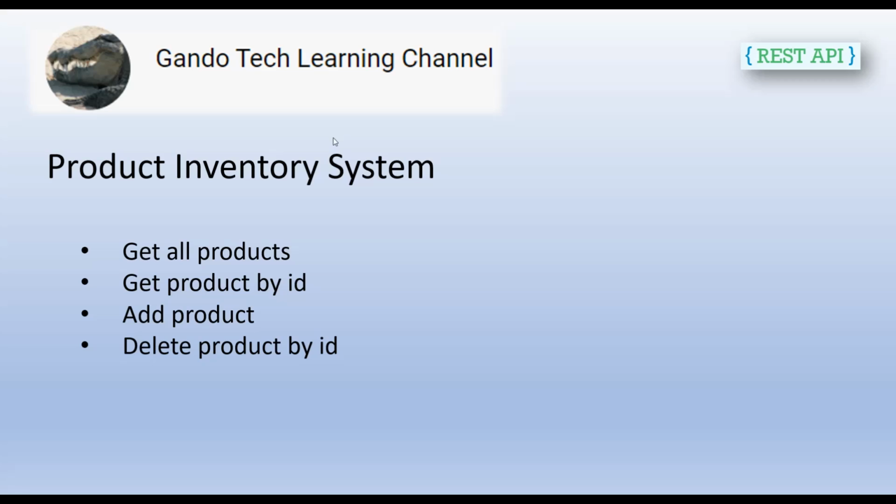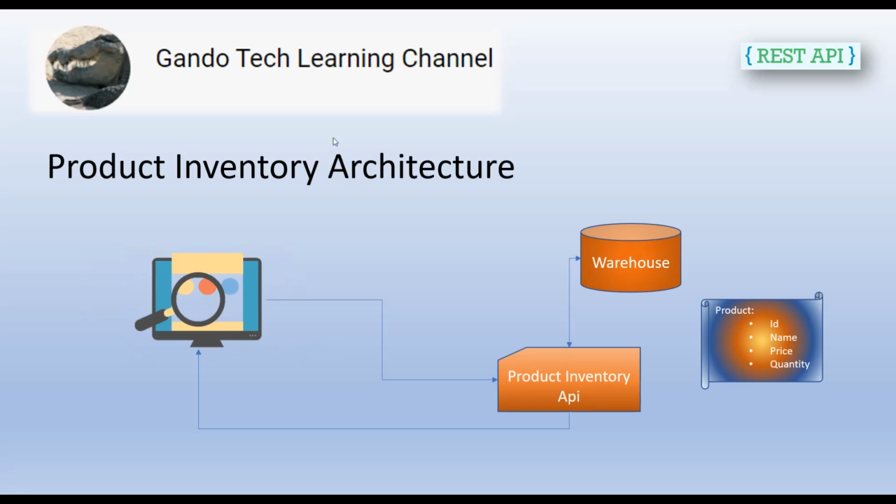As part of this implementation, we're going to get all the products from the warehouse, get products by ID, add products, and delete products. I'm also going to show you how to update products. So any CRUD process, as you know, which is happening everywhere. That's the architecture we are going to talk about and implement.